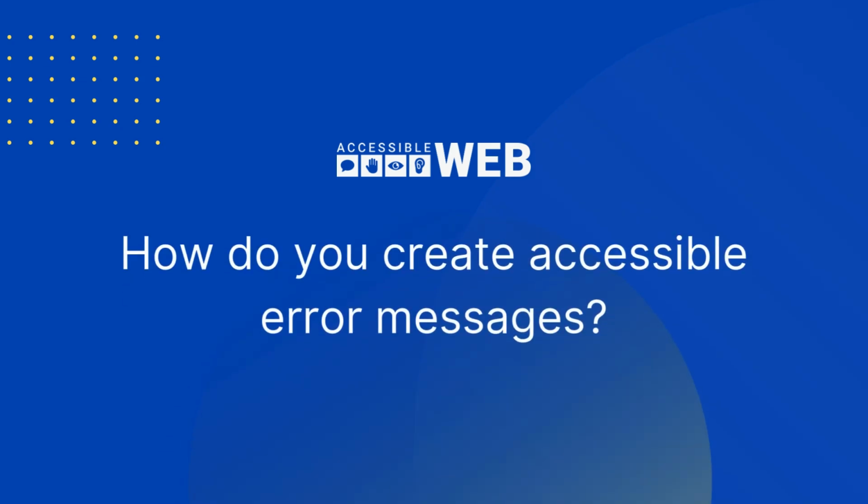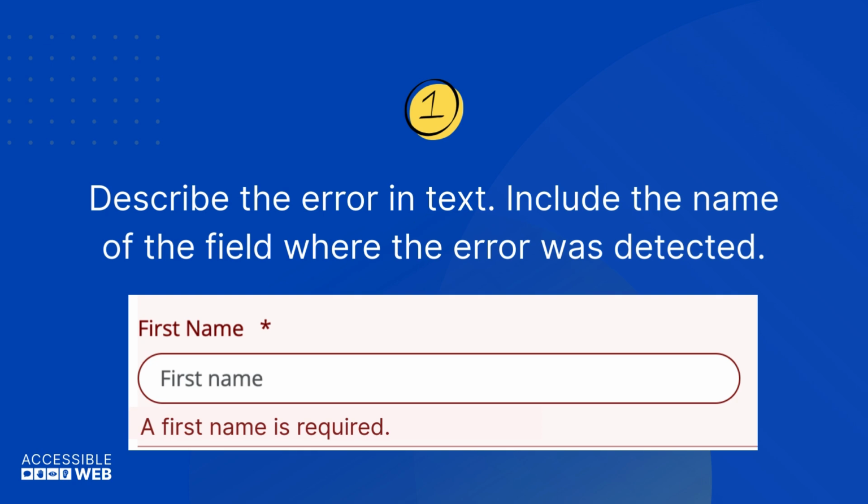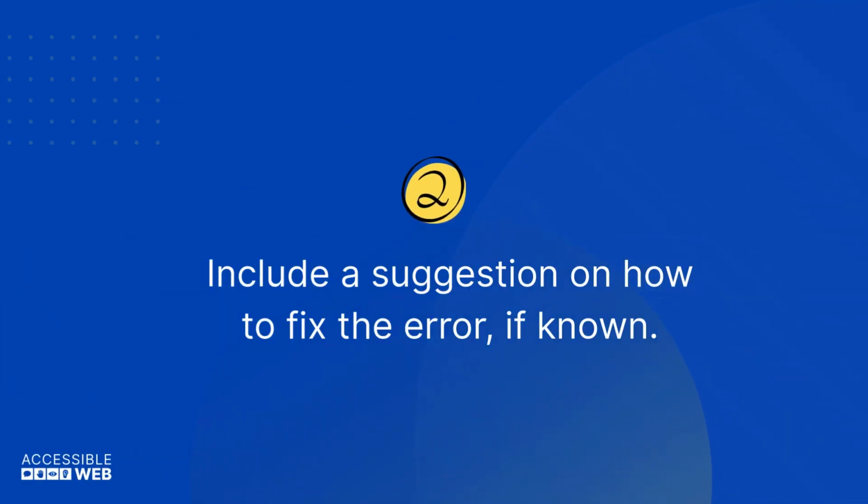How do you create accessible error messages? Describe the error in text. Include the name of the field where the error was detected. For example, a first name field with an error message stating a first name is required. Include a suggestion on how to fix the error if known.